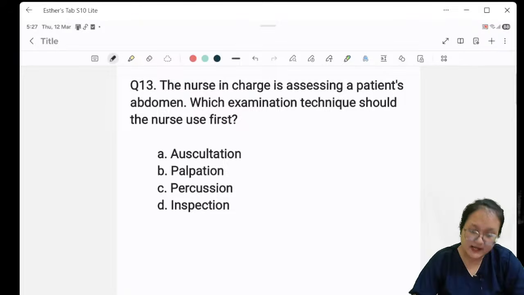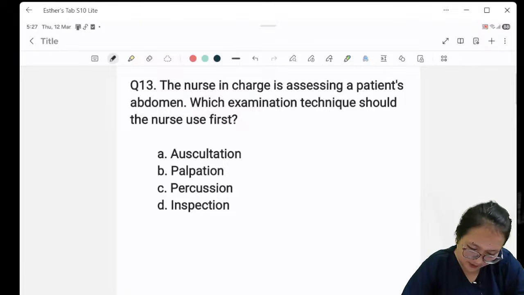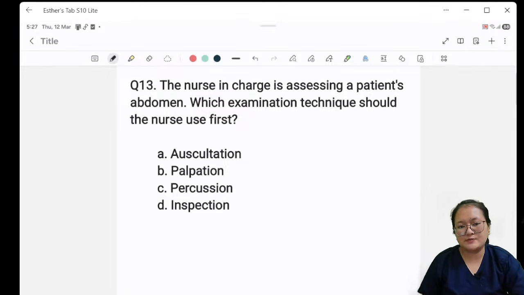Going to the next question. The nurse in charge is assessing a patient's abdomen. Which examination technique should the nurse use first? A, auscultation; B, palpation; C, percussion; and D, inspection.